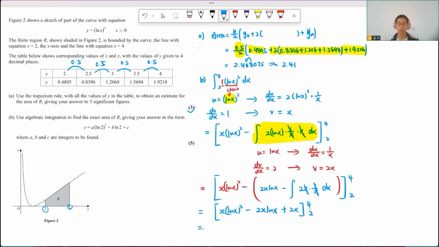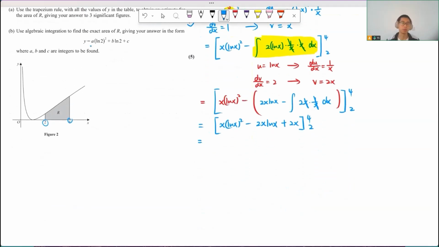So now substitute all the values in. So we just need to simplify to this form at the end. So now we will have, so put in, that will be 4 ln 4 square minus 2 times 4, 8 ln 4, and then plus 2 times 4 is 8 again, and then put a bigger brackets, and then minus 2 times by ln 2 all square, and then minus 2 times 2 is 4 ln 2, and then plus 2 times 2, which is 4 again.